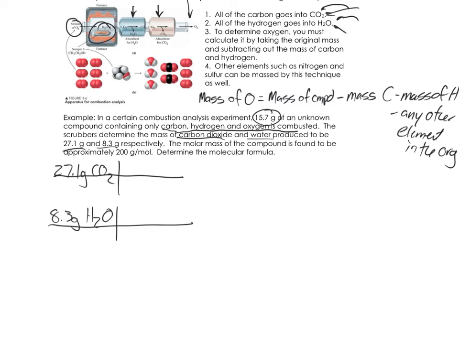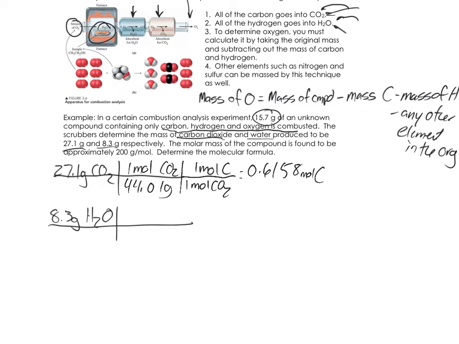So for CO2, I have a molar mass of 44.01 grams per 1 mole CO2. For every 1 mole CO2, I have 1 mole of carbon. I'm going to do a quick stop here and get my moles of carbon. I'll explain why later. 27.1 divided by 44.01, and I get 0.6158 moles carbon.